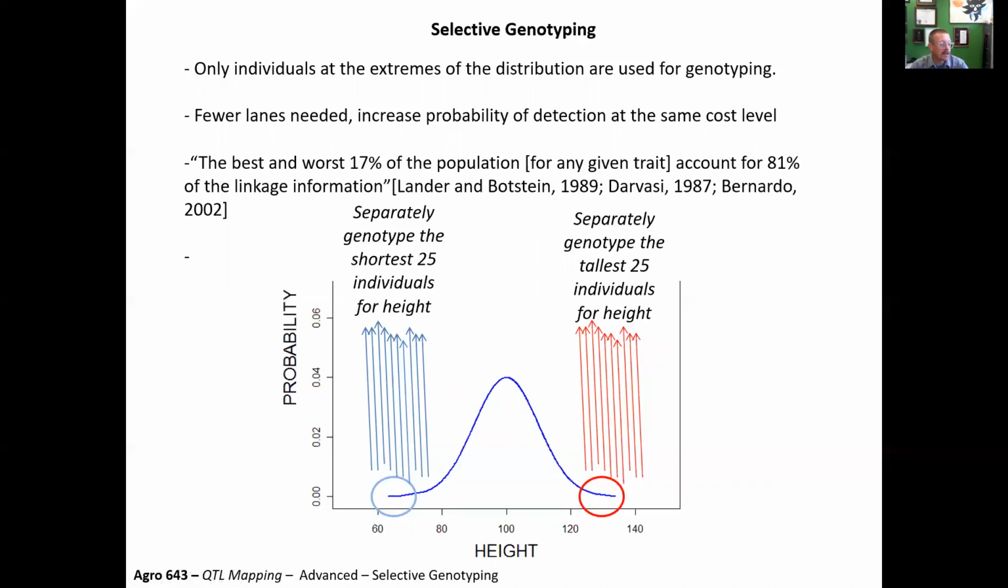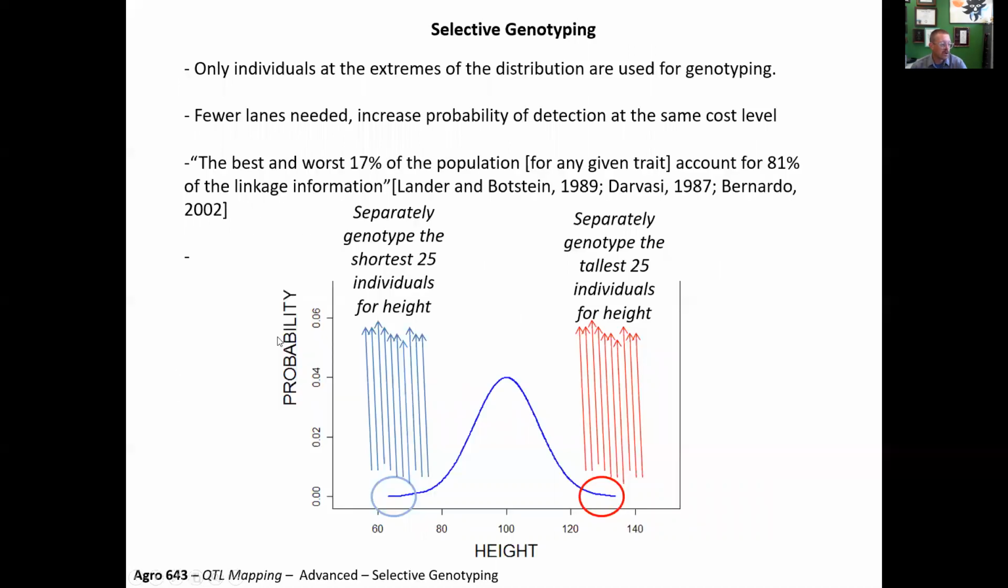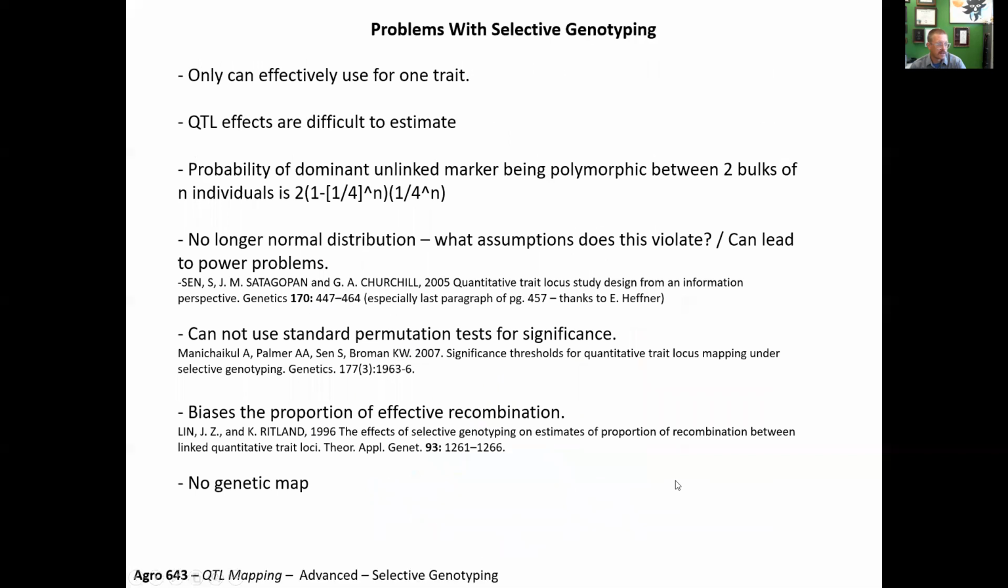Selective genotyping is another technique people sometimes use. There's some advantages to this and also some disadvantages to this. So in this case, you would take your population and just genotype the shortest 25 individuals and the tallest 25 individuals and use those in genetic mapping. Some of the problems are that there's no genetic map and no normal distribution, and these might be the shortest 25 individuals, but they may have random flowering times. And so if you want to map more than one trait, you can't really do that in this case because you only genotyped those that were the shortest and tallest for the trait that you were most interested in.